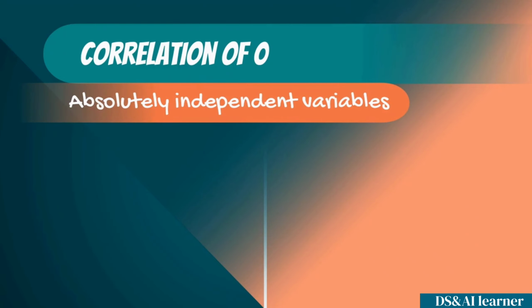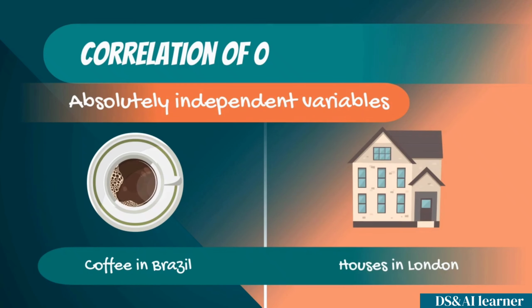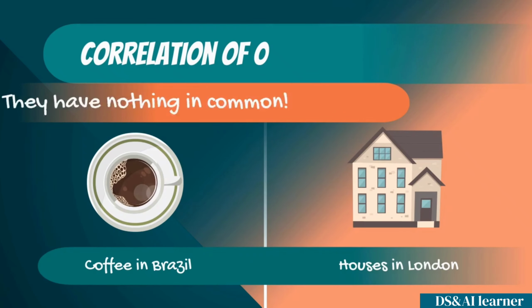Okay, a correlation of 0 between two variables means that they are absolutely independent from each other. We would expect a correlation of 0 between the price of coffee in Brazil and the price of houses in London, right? The two variables don't have anything in common.